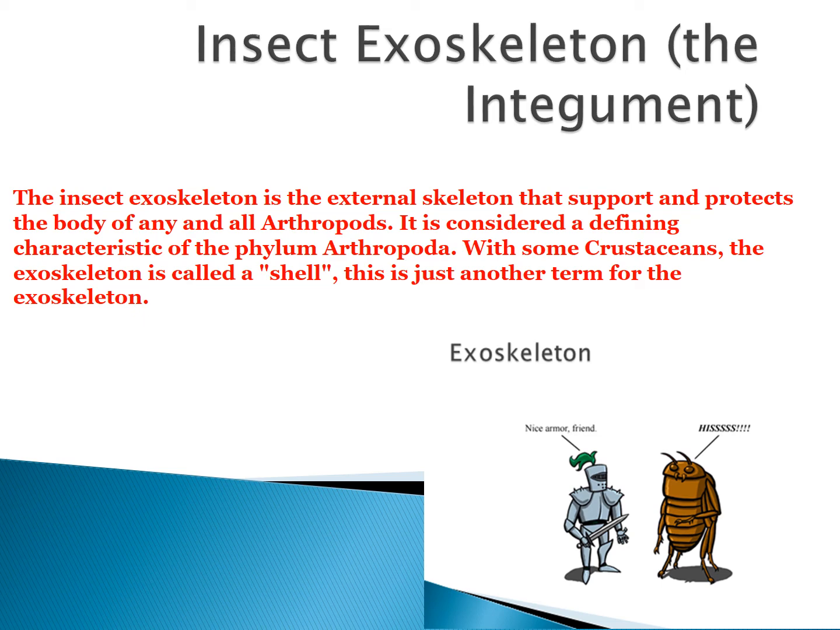Hello students, today we will discuss the insect exoskeleton, also known as the insect integument. The insect exoskeleton is the external skeleton that supports and protects the body of all arthropods. It is considered a defining characteristic of the phylum Arthropoda, which also includes insects.